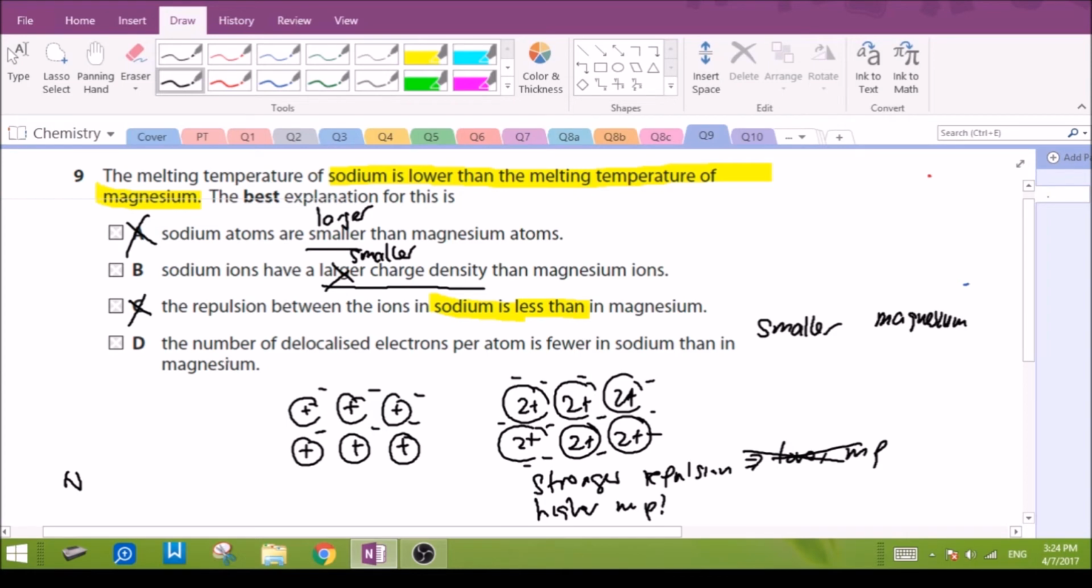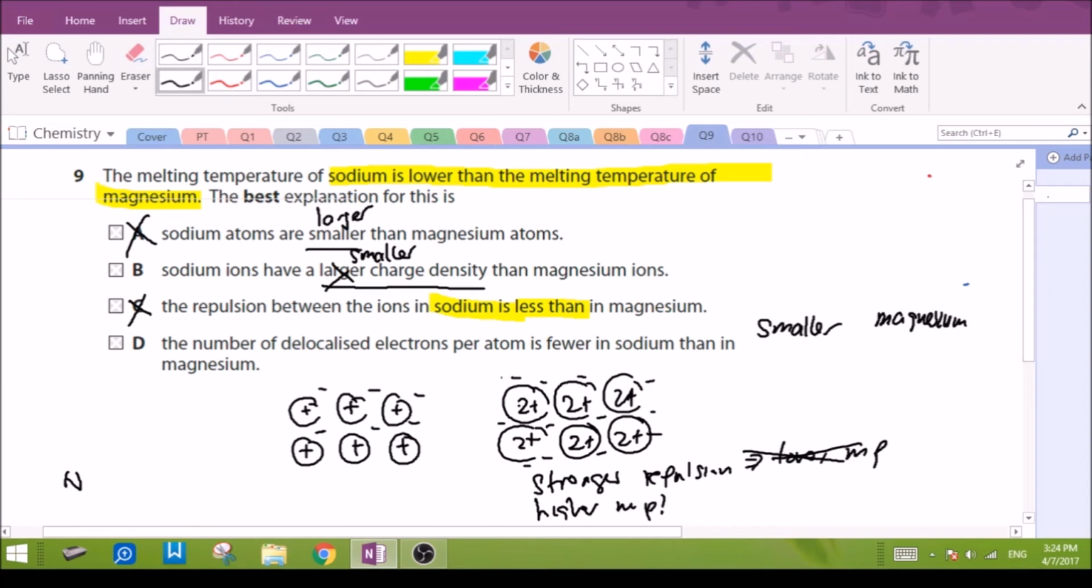D, the number of delocalized electrons per atom is fewer in sodium than magnesium. We will use these diagrams again. Sodium forms a +1 charge, so essentially it donates 1 electron to the sea of delocalized electrons, whereas magnesium forms a 2+ charge, so essentially it donates 2 electrons per ion to the sea of delocalized electrons.